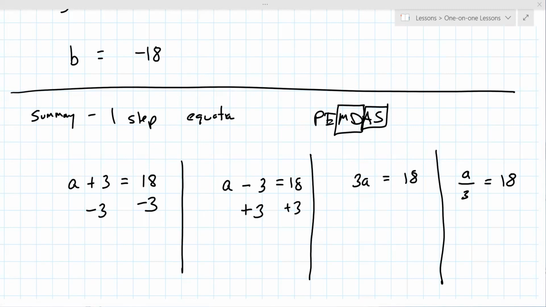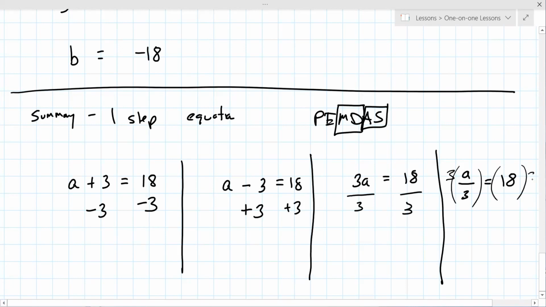On this third one here, you are multiplying by 3. How do you undo multiplication? Division. So here you divide by 3, divide by 3. And on this last one, you have division by 3, so you're going to multiply by 3. All right. Okay. Now, take a deep breath.